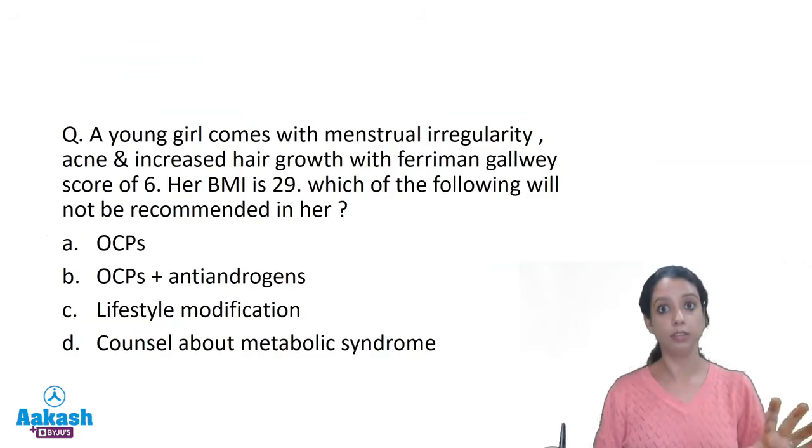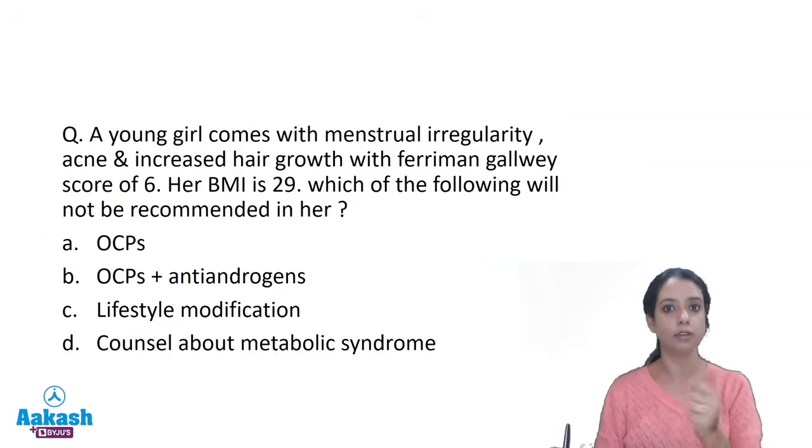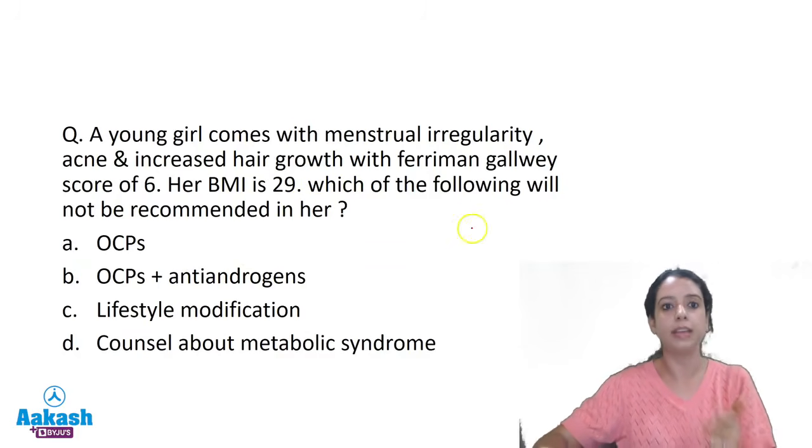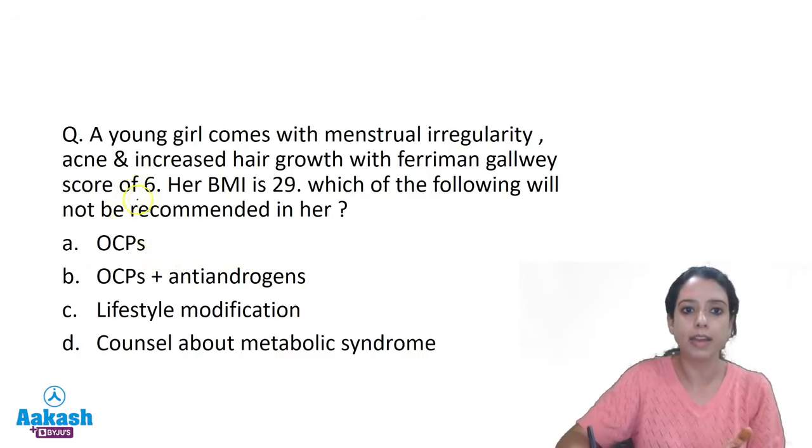A young girl, now this is a good question. A young girl comes with menstrual irregularity. I think PCOD was given, right? Acne and increased hair growth with a Ferriman-Gallwey score of 6. So what is the Ferriman-Gallwey score?